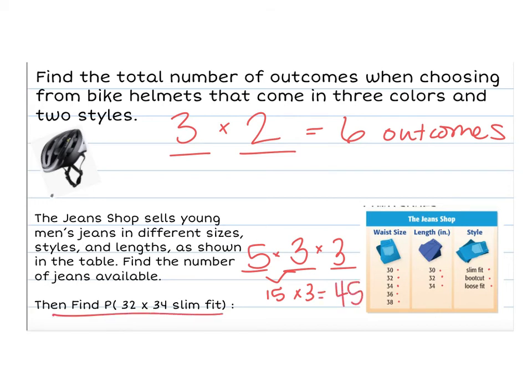Then it says find the probability of a 32-34 slim fit. Well, since it's picking one of each of those, that's only one outcome out of 45 total outcomes. So you have a 1 in 45 chance that it would be a 32-34 slim fit.